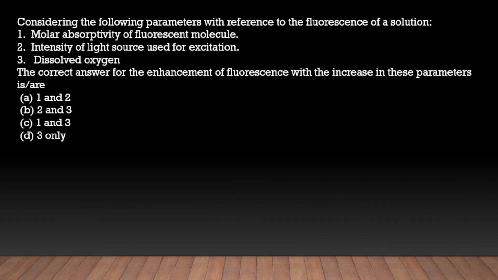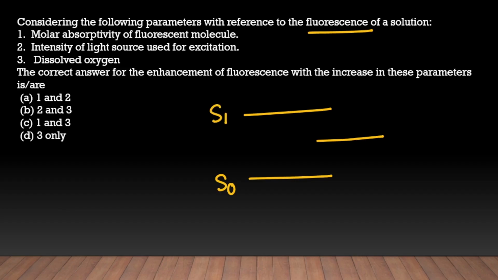This question says, consider the following parameters with reference to the fluorescence of a solution. What is fluorescence, firstly? So in the Jablonski diagram, we observe that you have different states present in it. First, this is known as the singlet ground state. This is the singlet first excited state, and this is your triplet first excited state. Right? So in this, if a particle is present, we provide energy of h nu to it. The particle is going to go to the excited state by making some absorbance. So this is the absorbance taking place.